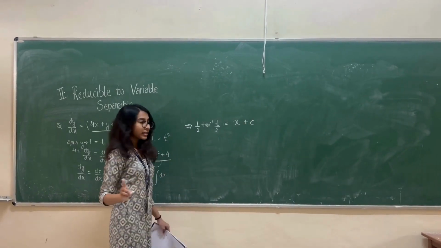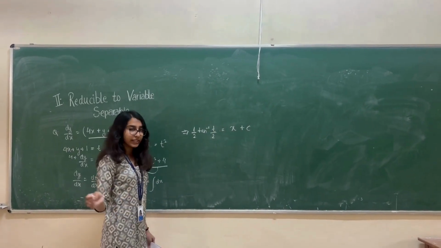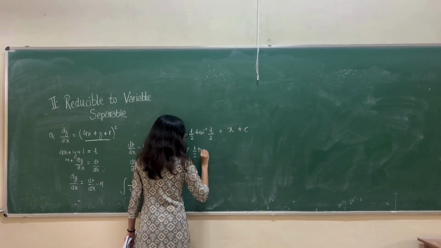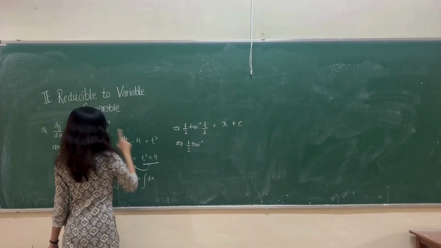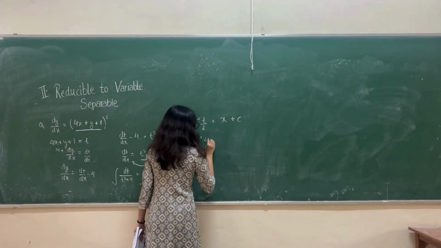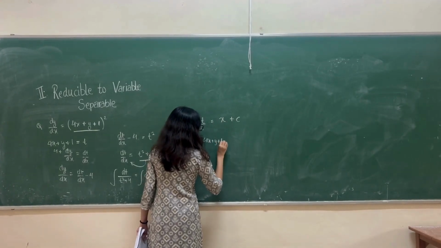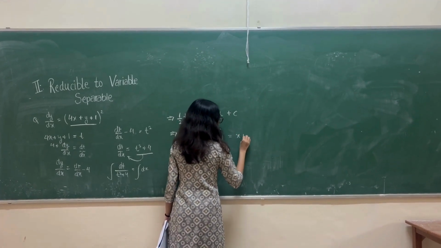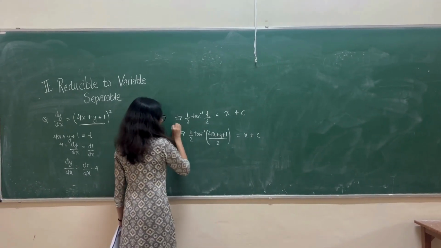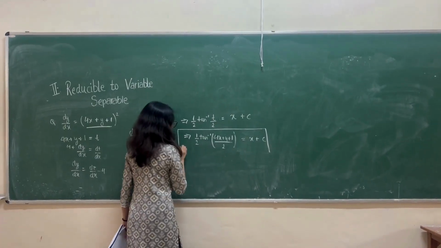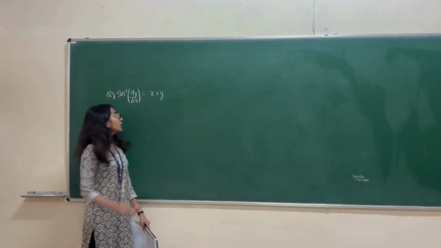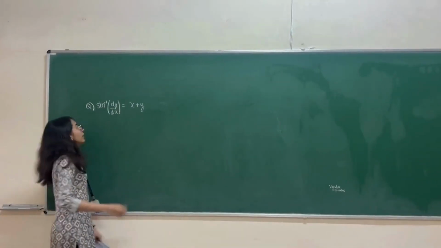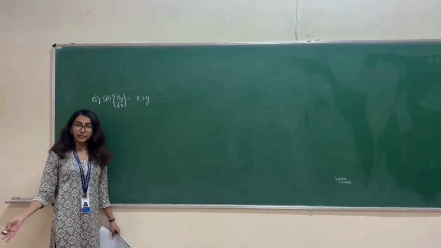Now here we must remember to substitute the value of t back into the equation. So we get 1 by 2 tan inverse of t, where t here is 4x plus y plus 1. So tan inverse of (4x plus y plus 1) divided by 2, times 1 by 2, is equal to x plus c. This would be our solution for this differential equation. So here's another example. This does not directly look like it's variable separable, but it is. So it might look a little complicated, but let's simplify it.